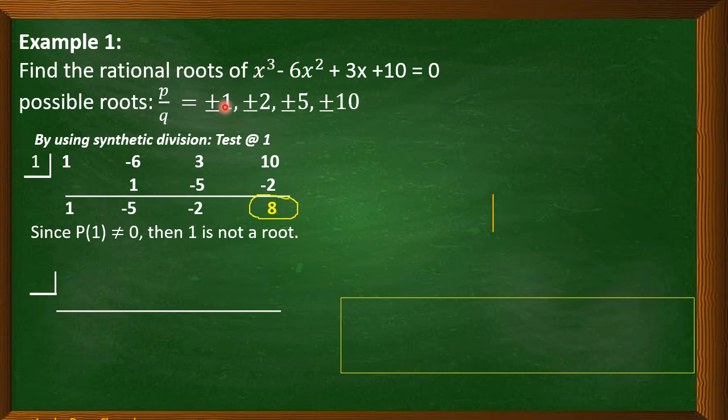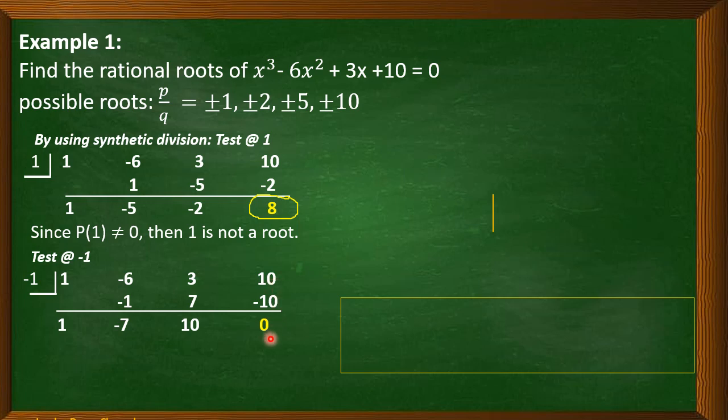Next we'll proceed with the second test. We are through with positive 1. Now we will test negative 1. Same, you write the coefficients of x cubed minus 6x squared plus 3x plus 10. Bring down the first number, 1, times negative 1 is negative 1. Negative 6 plus negative 1 is negative 7. Negative 7 times negative 1 is 7. 3 plus 7 is 10. 10 times negative 1 is negative 10. 10 plus negative 10 is 0.